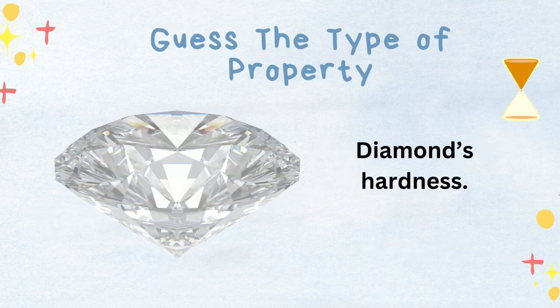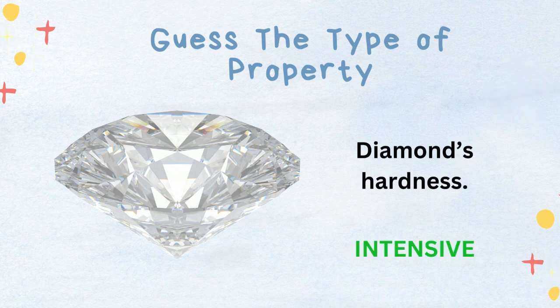Diamond hardness. Intensive property. Diamond's hardness is an intensive property of the material, meaning that it is a fundamental characteristic that is independent of the amount of diamond present. Whether a diamond is large or small, its hardness remains the same.